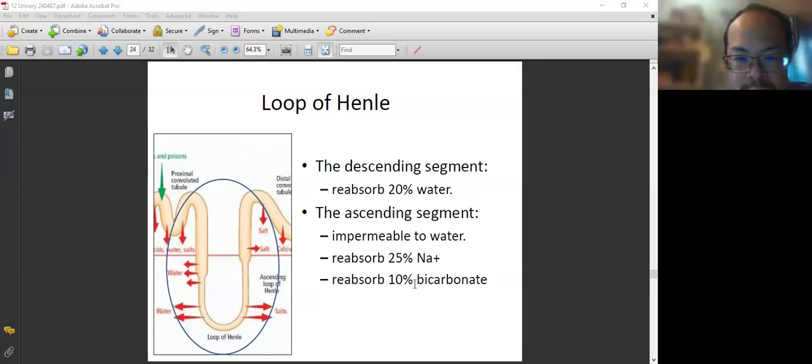We also reabsorb about 10% bicarbonate. So a lot of ions and compounds get reabsorbed. It makes this environment very condensed. So that's the loop of Henle. That's its function, to make the kidney medullary area, or kidney medulla, very salty. Yeah. All right. So next up is coming back.